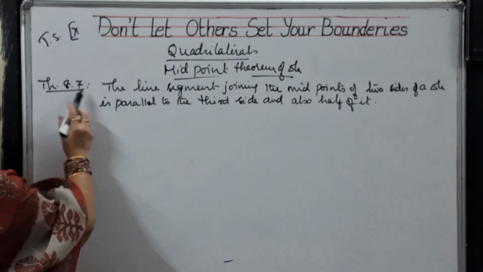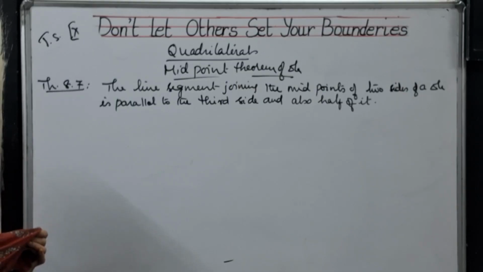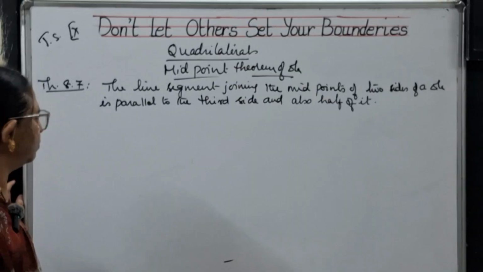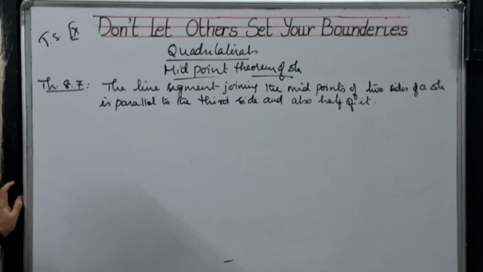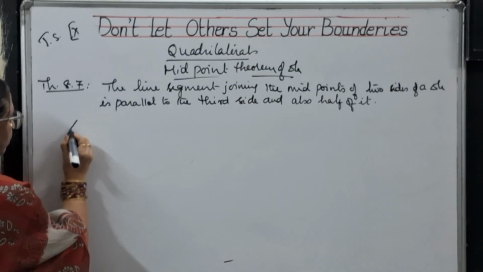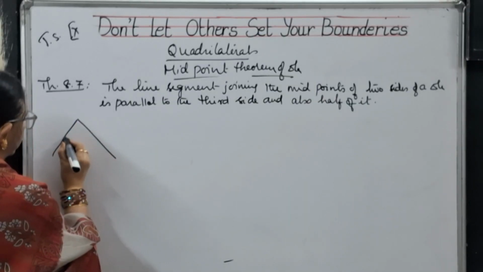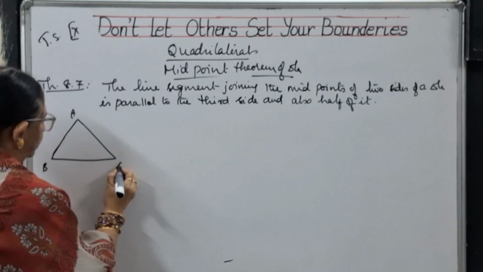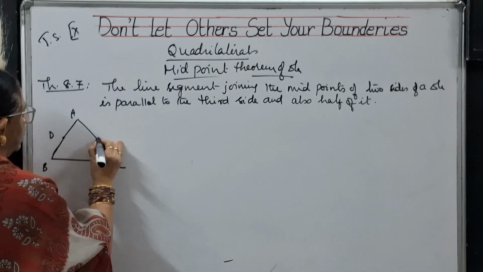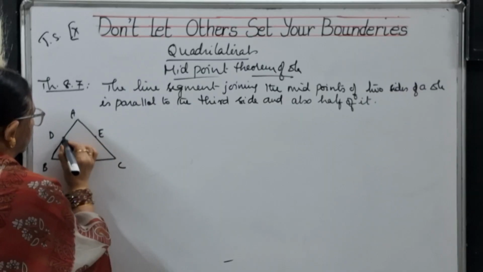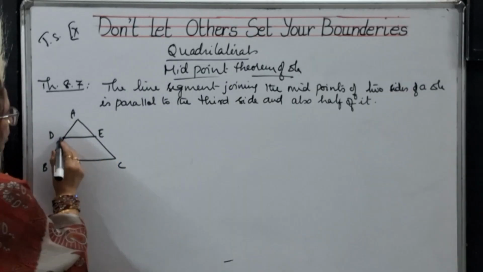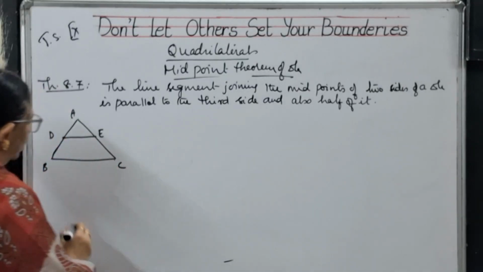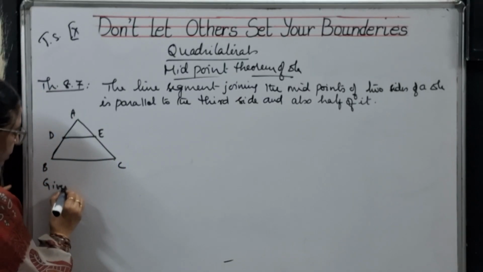This is Theorem 8.7, the midpoint theorem of a triangle. The line segment joining the midpoints of two sides of a triangle is parallel to the third side and also is half of it. So we have got a triangle ABC, and D and E are the midpoints. The line joining the midpoints of a triangle is parallel to the third side and also half of the third side. So what is given to us?